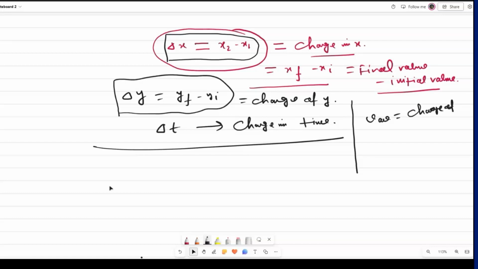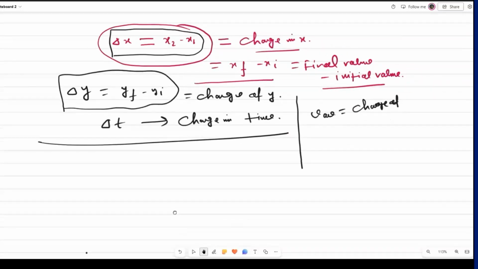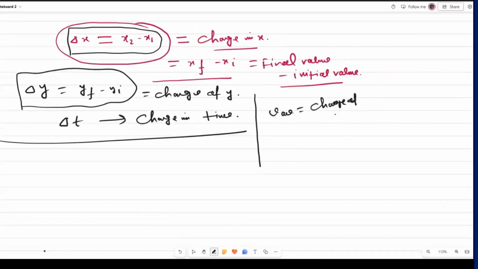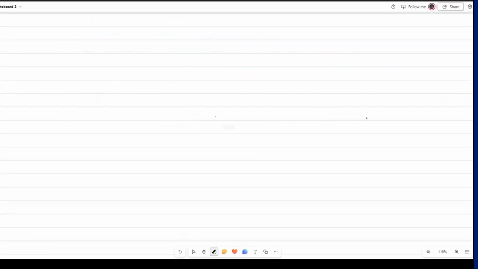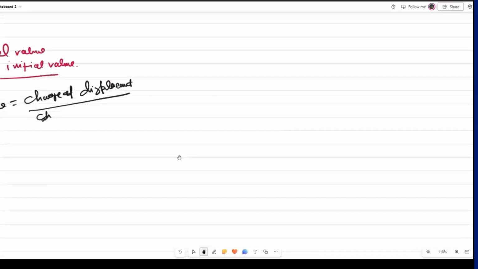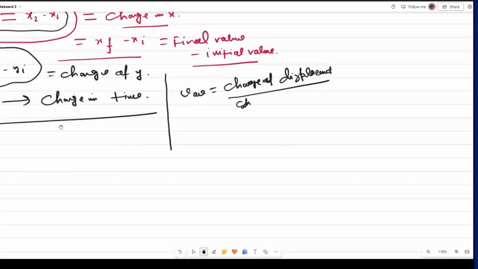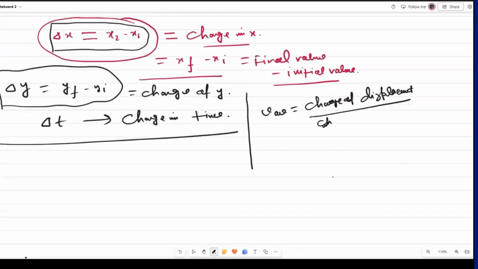change of position, change of displacement. Better to say change of, I mean displacement. Displacement is what? Final position minus initial position, by change of time. Change of displacement may not be the appropriate language. It is just final position minus initial position. Just to bring the concept of delta, I am writing this: change of displacement by change of time.